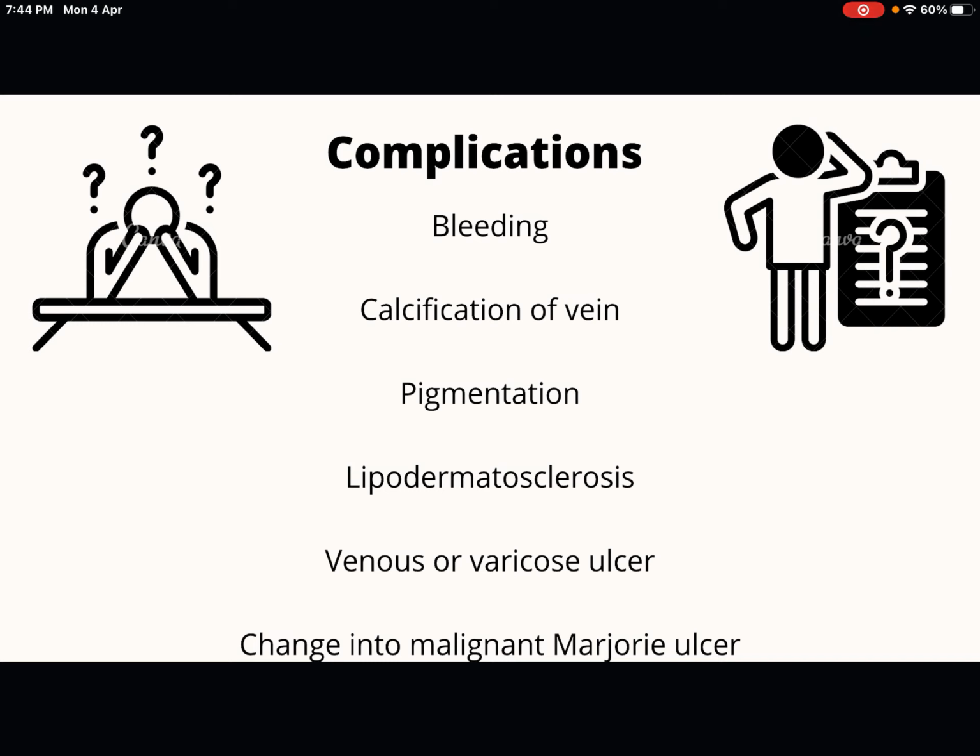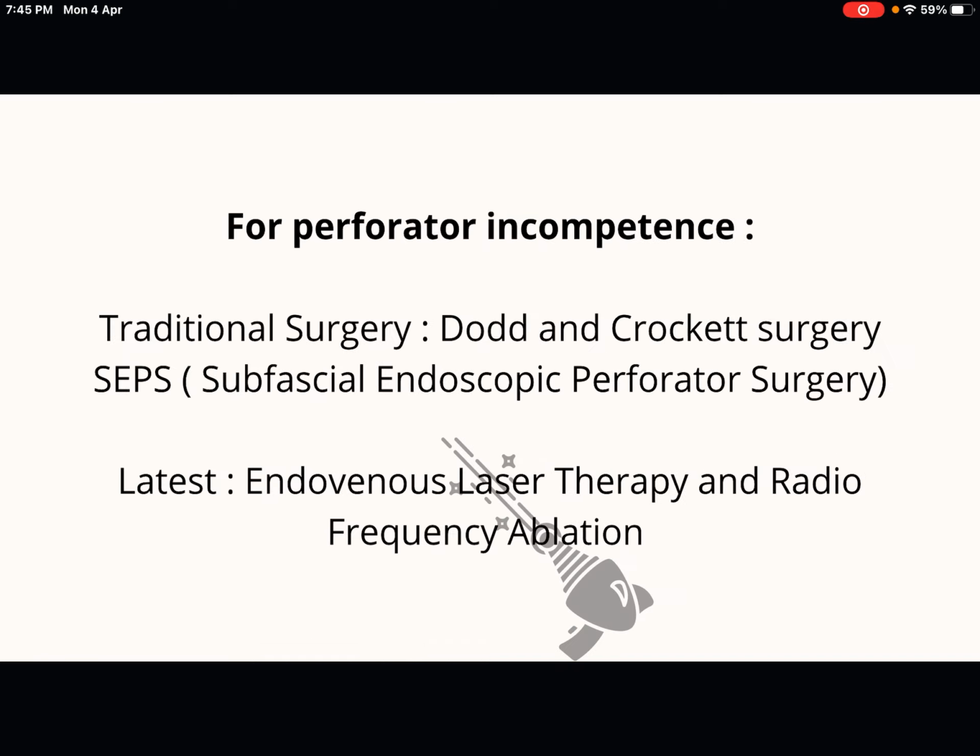Coming to the complication part, what are the complications that happen due to varicose veins? One is bleeding. Calcification of the vein can occur, pigmentation can occur, hemosiderin, as we told in the pathophysiology. Lipodermatosclerosis, venous or varicose ulcer, and it can change into a malignant form. What malignant ulcer? Marjolin's ulcer. Please ignore the spelling mistakes; I know they keep happening. So the complications are bleeding, calcification of the vein, pigmentation, lipodermatosclerosis, venous or varicose ulcers, and Marjolin's ulcer.